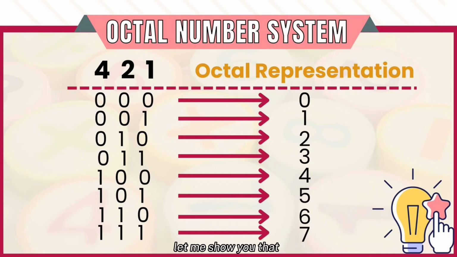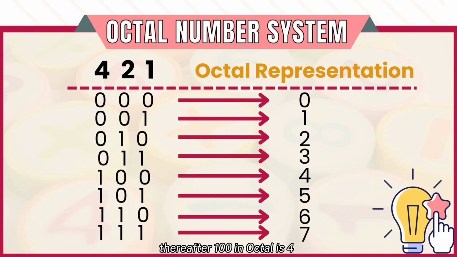Let me show you that. So 000 in octal is 0. 001 in octal is 1. This is because the 1 is placed under the bit place having the place value 1. Now, 010 in octal is 2 because 1 is placed underneath 2. Then 011 in octal is 3 because 1s are placed underneath 2 and 1, and 2 plus 1 is 3.